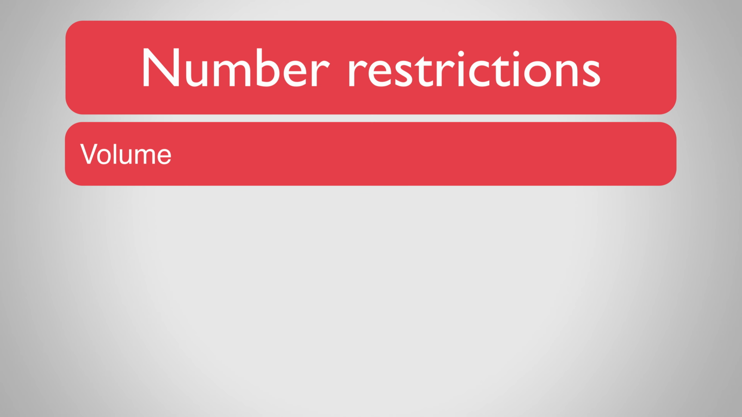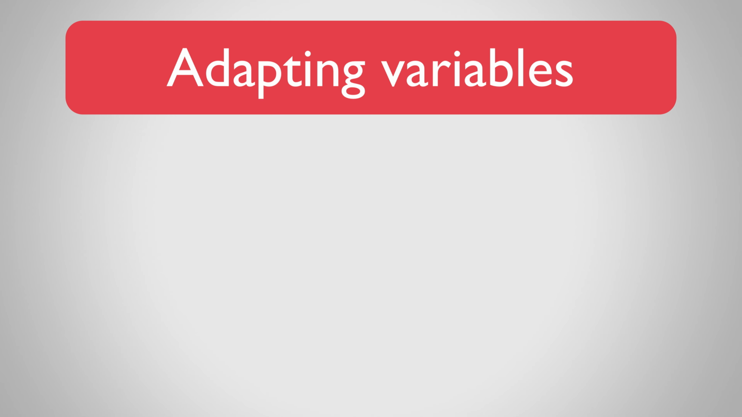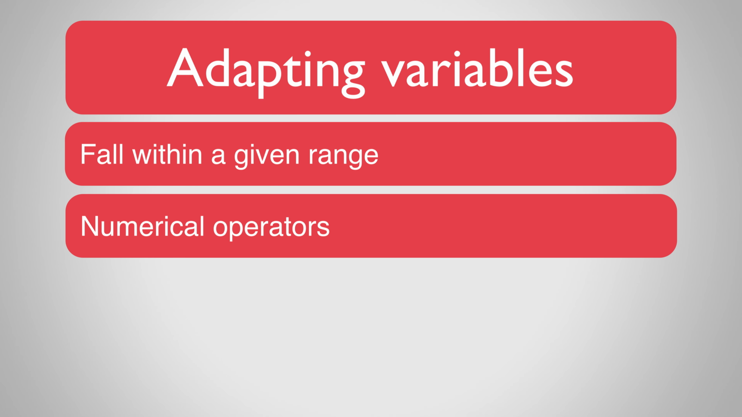However, there are some restrictions to the values that can be used for volume and notes. Let's take volume as an example. Using a volume of 0 would mean the sound couldn't be heard at all, whilst using a volume of 100 would play the sound at full volume. Therefore, there's no point in using a volume of 150 or 200, for example, since this is higher than the maximum volume. When using variables, it may be necessary to adapt our values so they fall within a given range. We do this with numerical operators.